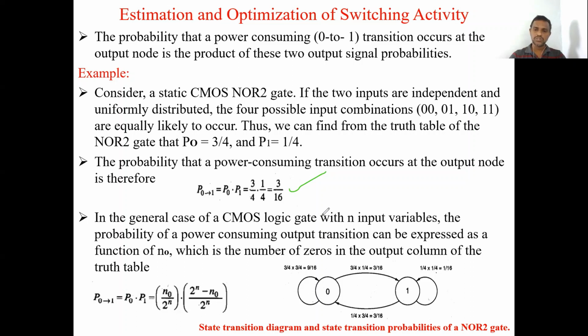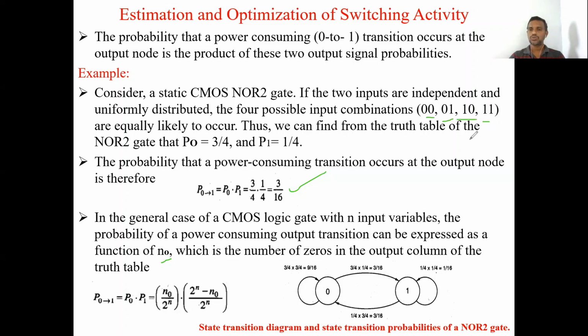In the general case of a CMOS logic gate with n input variables, the probability of a power consuming output transition can be expressed as a function of n naught. If I consider n input variables, how many outputs will you get? For two variables, you will get 2 power 2, that is 4 outputs. For n input variables, you will get 2 power n outcomes at the output. So we will extend this one. If you consider the truth table previously, here we have the two input combinations.